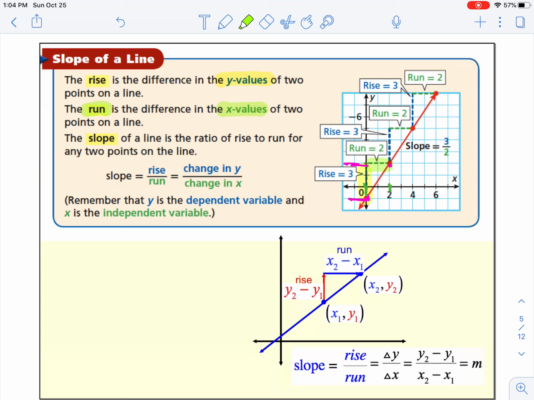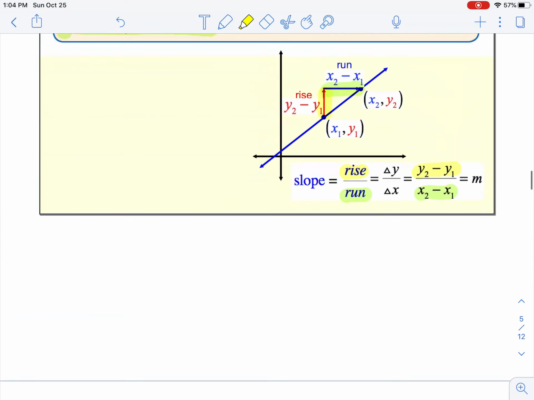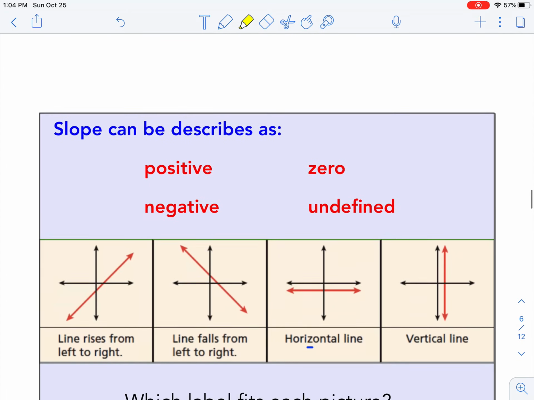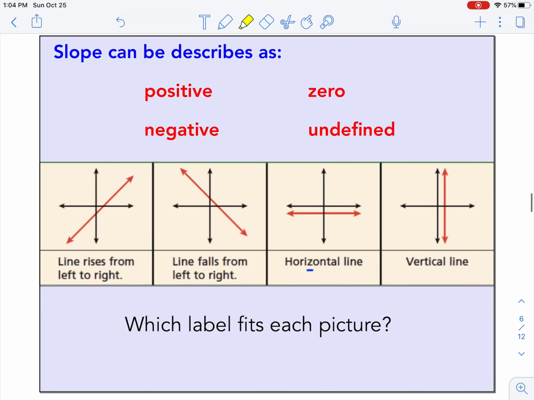The slope is the ratio of rise to run for any two points on the line. This is really what we said on the last one, but remember here that y is the dependent variable, x is the independent variable. That just goes back to our work with chapter 4, functions in general. So again, the rise is the difference in the y's, and the run is the difference in the x's. So let's talk about how we do that. And we use the letter m to represent slope. You might have remembered that from the past.